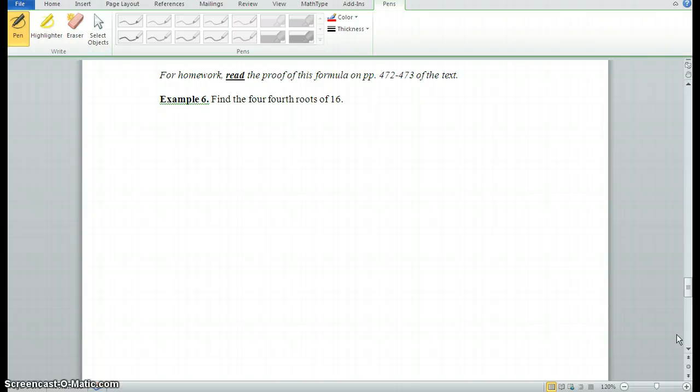Okay, so example 6. Find the 4 fourth roots of 16. So there are really three major components that I want to highlight.